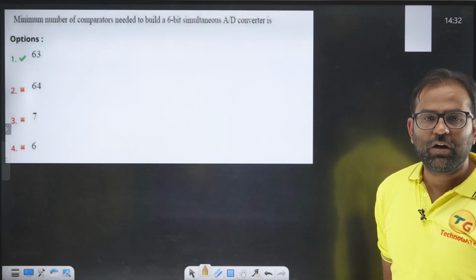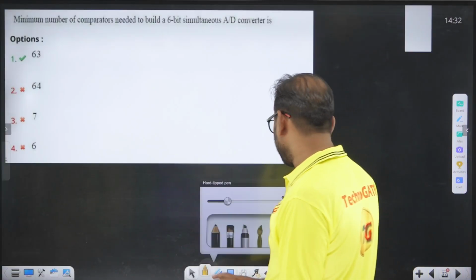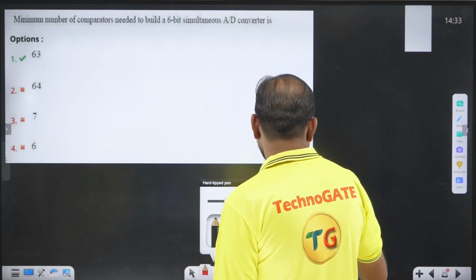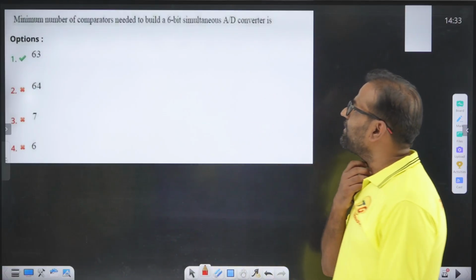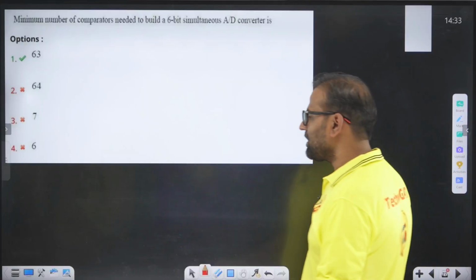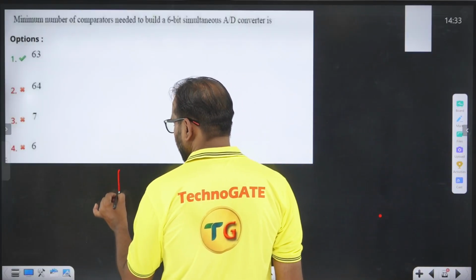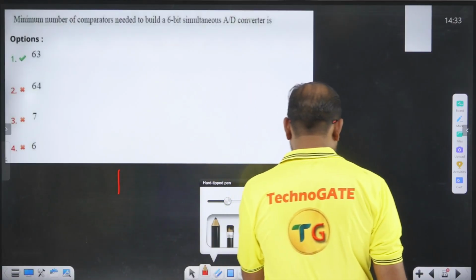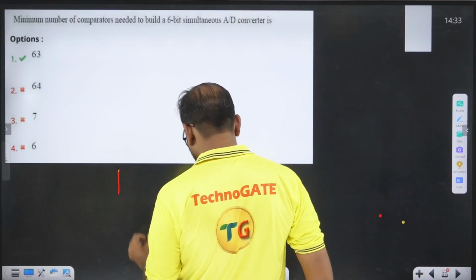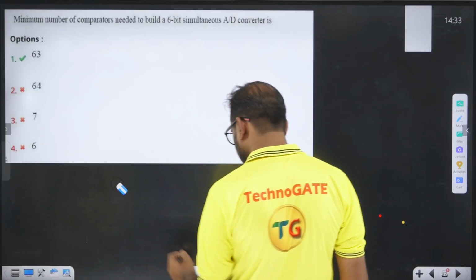Minimum number of comparators. This is a 6-bit A to D converter. This converter is known as the fastest converter, which is also known as flash type of converter. What is the name of this converter in which comparators are required?